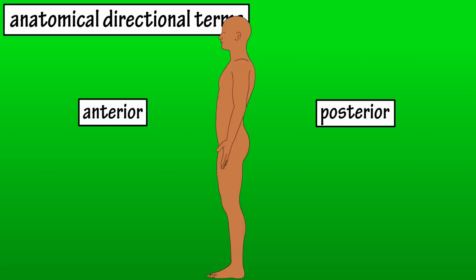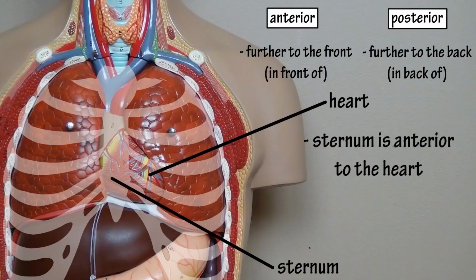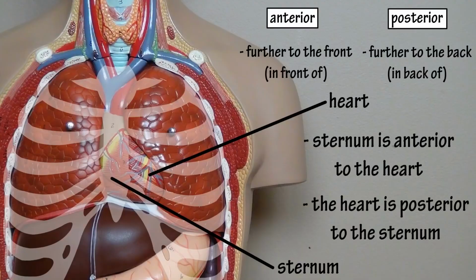Next is anterior and posterior. Anterior means further to the front or in front of. Posterior means further to the back or in back of. So we would say the sternum is anterior to the heart, and the heart is posterior to the sternum.